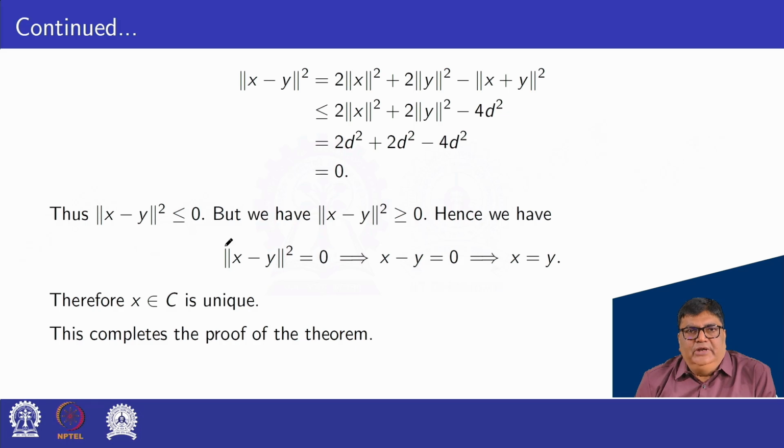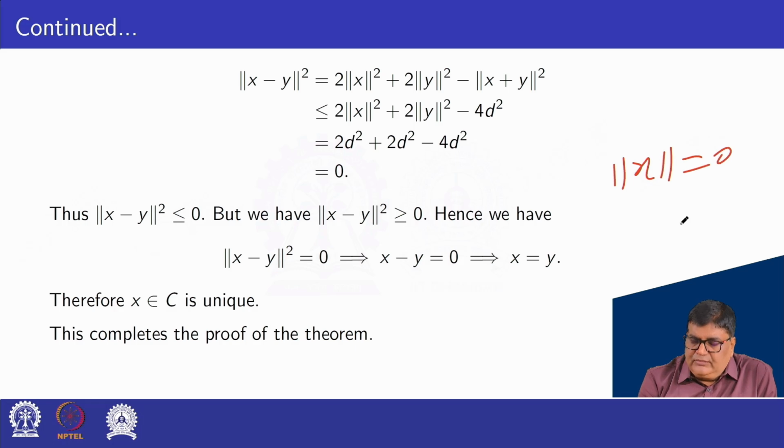We know that if norm x equals 0, this implies that x is equal to 0. So norm x−y is equal to 0. This implies that x−y is 0. This implies that x is equal to y. Therefore, x belonging to C is unique. Okay, this completes the proof of the theorem.